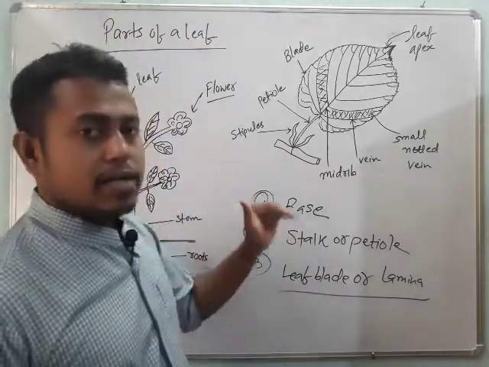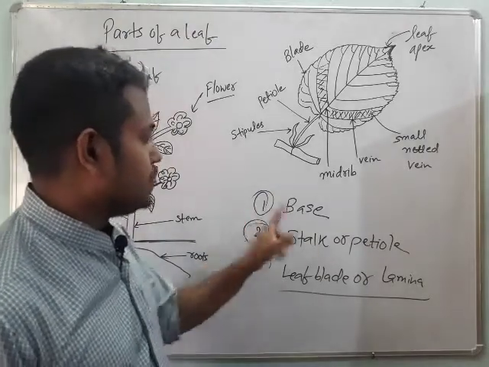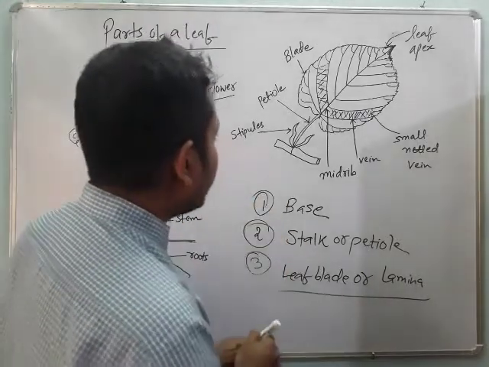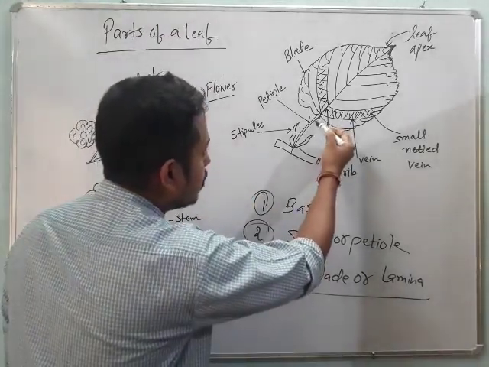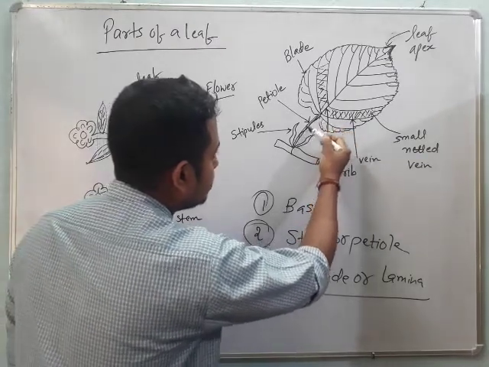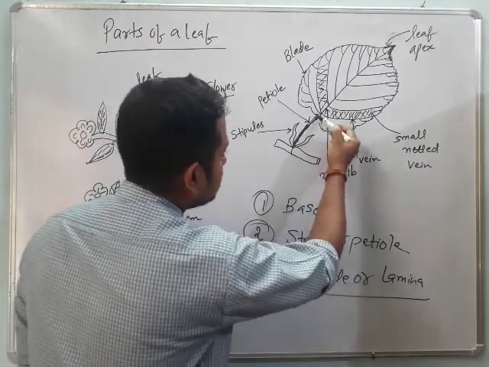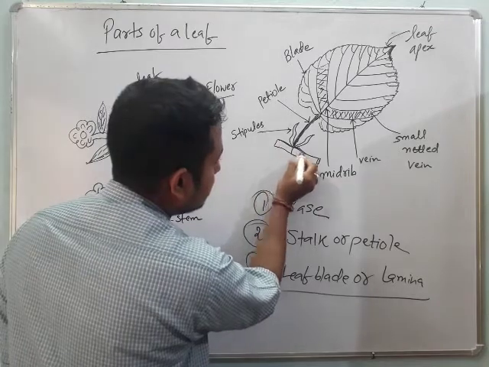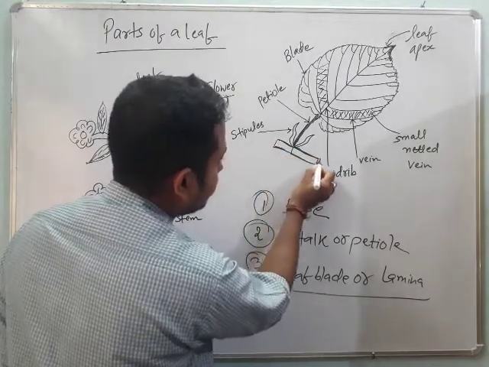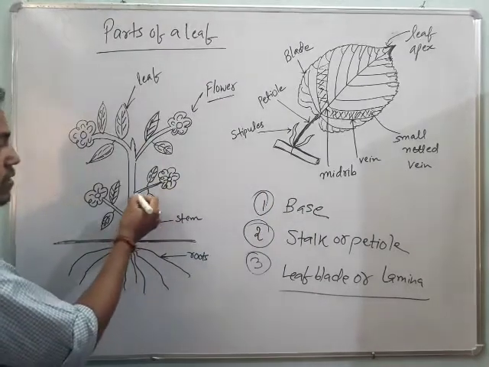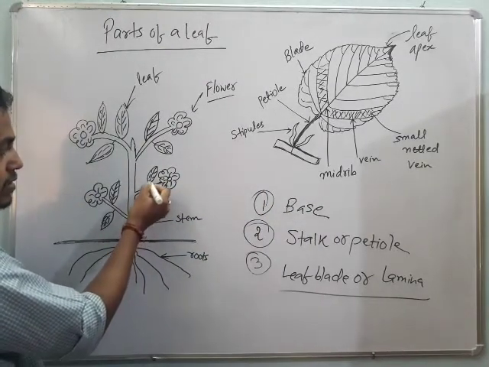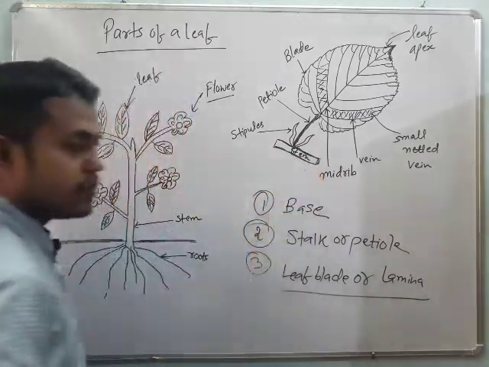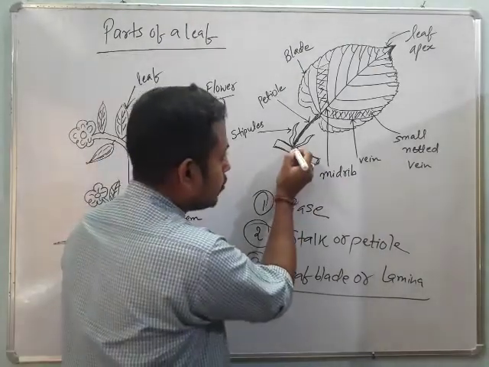So one by one I am going to discuss with you. The first one is the base. Which part and which portion do we call the base? Base means this short stem, which is connected to this stem. This one also is a stem. You see in the figure, this part is connected here. So this is the main stem, understood?